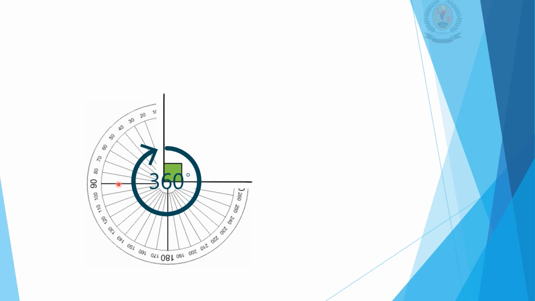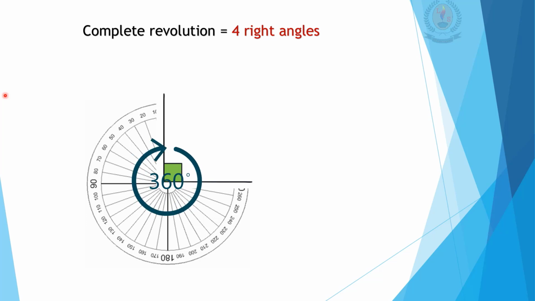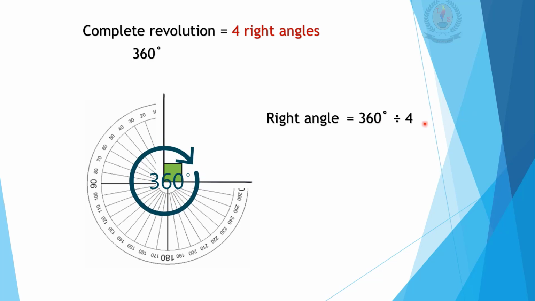Now, we will see the way of calculating the size of a right angle using the size of a complete revolution. A quarter of a revolution and a right angle are the same in size. So we know there are 4 right angles to a complete revolution. A complete revolution means 360 degrees. If 360 degrees equals 4 right angles, the size of a right angle can be calculated by dividing 360 by 4, as there are 4 right angles. So when we divide 360 by 4, the answer is 90 degrees. The size of a right angle is 90 degrees.